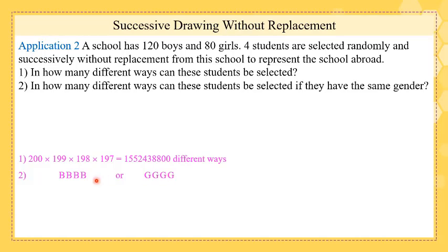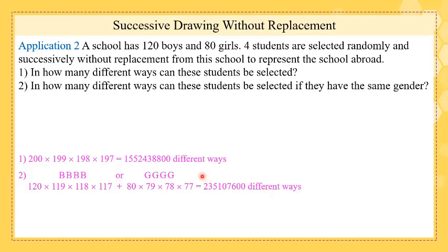Now the selection will not be done from the 200 students, but we're going to take the first selection from 120 because they should be selected from the boys, and in the second case we're going to select it from 80. So we're going to have 120 times 119, 118, 117, and this all is translated into a plus, and then girls 80, 79, 78, 77, and this would be the number of different ways.